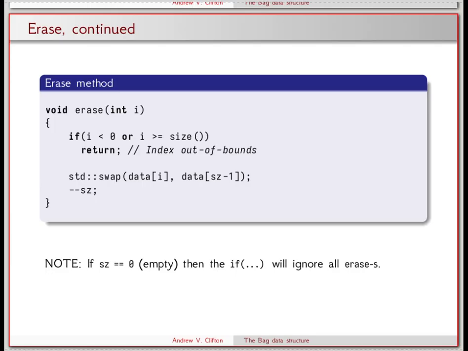So based on that, here is what our erase method looks like. We're given a position number in I, and again, remember the restrictions on I are that I has to be greater than or equal to 0, and it has to be less than the size. If you give an I that doesn't fit those criteria, it's an out-of-bound index. So that's what we're doing up here, checking for that requirement.